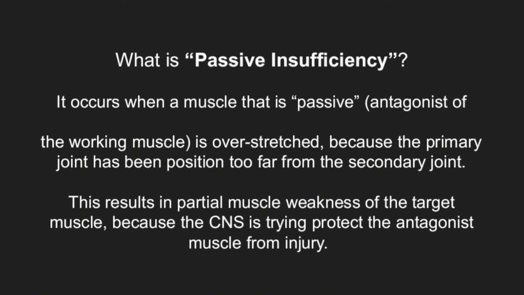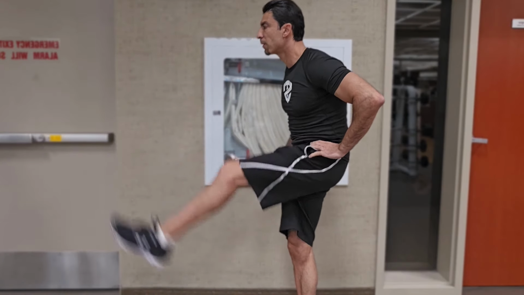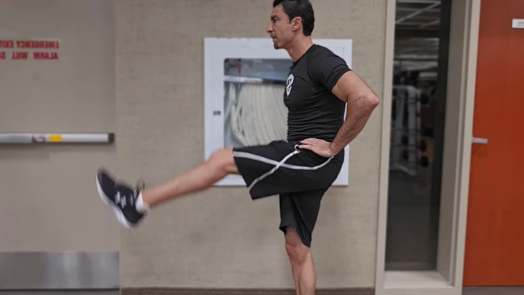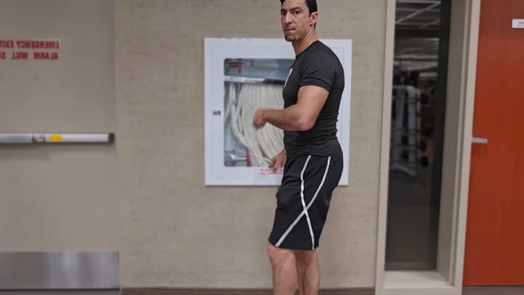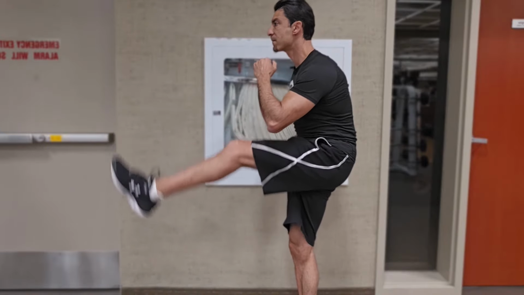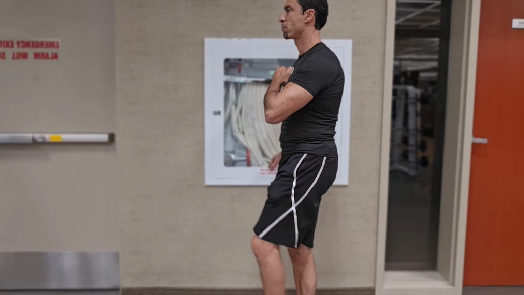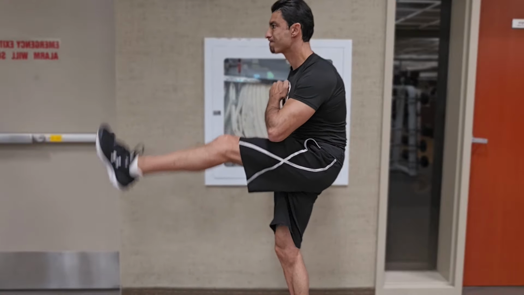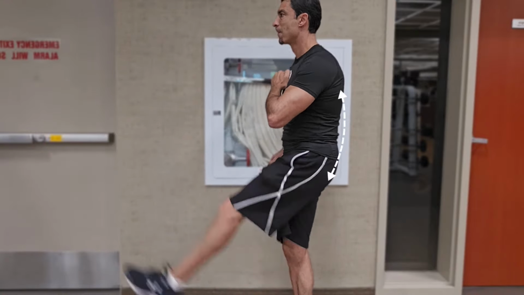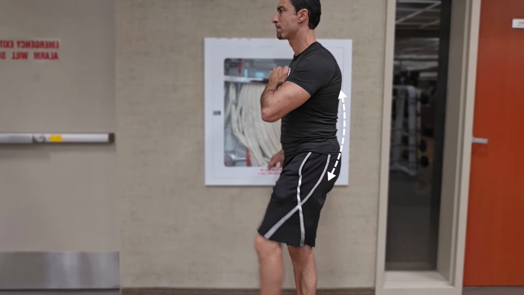It's referred to as passive because it's the muscle that is not actively working, and it is insufficient because the excessive stretching prevents the active muscle from being able to complete its range of motion with full force. One example of this occurs when hip flexion is performed with a straight knee. Keeping the knee straight would maximally stretch the hamstrings. This typically prevents the hip from flexing as much as it could if the knee were bent. You can see how I'm compensating for this conflict of interest by rounding the spine.